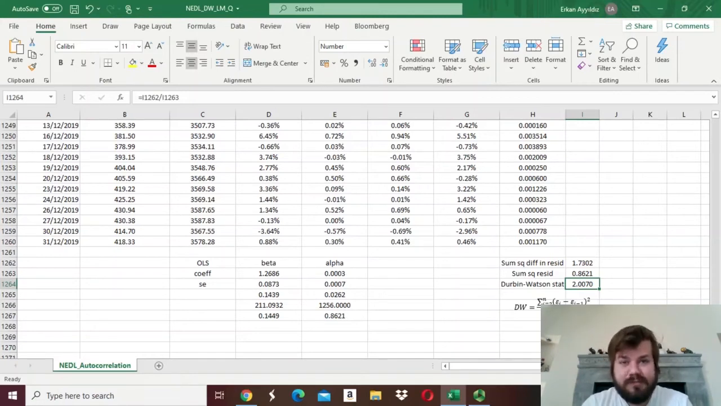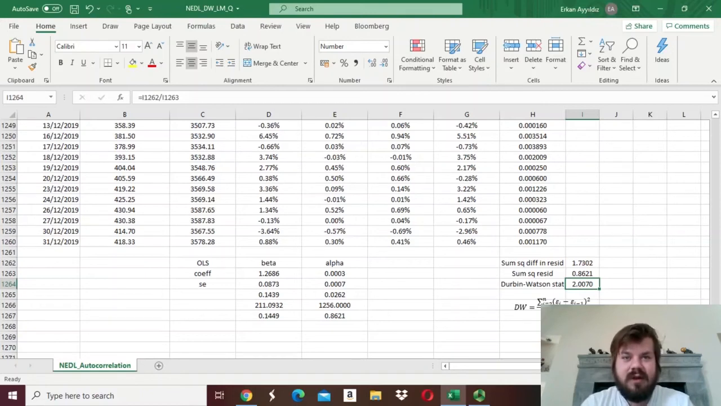But as a rule of thumb, it's generally assumed that the value of the Durbin-Watson stat between 1.7 and 2.3, so in those tight boundaries around 2, which is the ideal case, representing the no autocorrelation case, so something that we are happy to see.